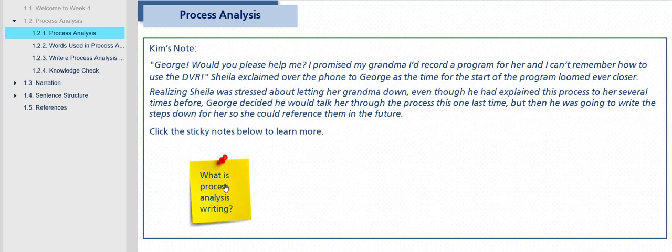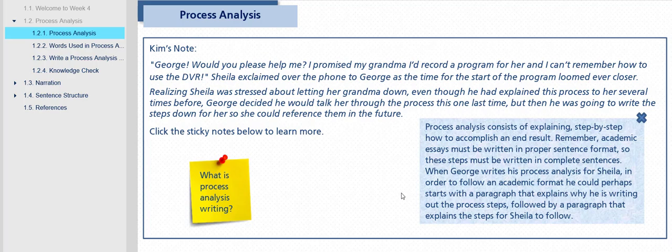What is process analysis writing? Process analysis consists of explaining step by step how to accomplish an end result. Remember, academic essays must be written in proper sentence format, so these steps must be written in complete sentences. When George writes his process analysis for Sheila, in order to follow an academic format, he could perhaps start with a paragraph that explains why he is writing out the process steps, followed by a paragraph that explains the steps for Sheila to follow.